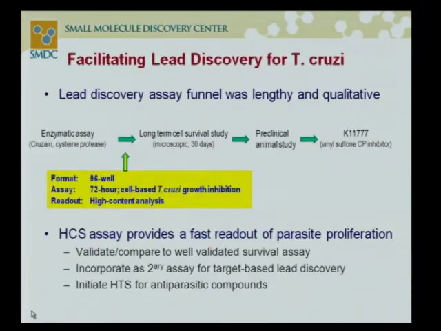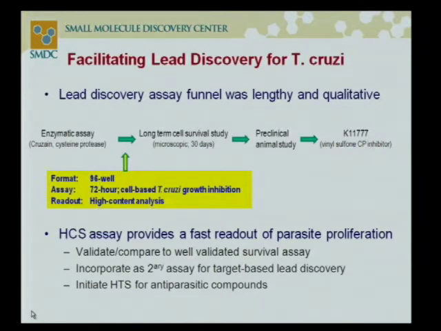So to try to address this issue, we wanted to insert a cell-based assay that was a much shorter-term assay, not as rigorous. We're looking now at inhibition of proliferation instead of looking at cidal activity. But we can do this much more quickly in 96-well or 384-well format, and our readout is going to be a high-content analysis. So this high-content assay, which is a cell-based imaging assay, will provide a fast readout for proliferation.